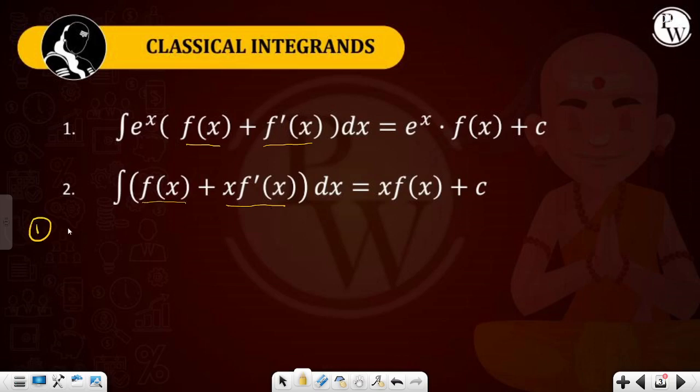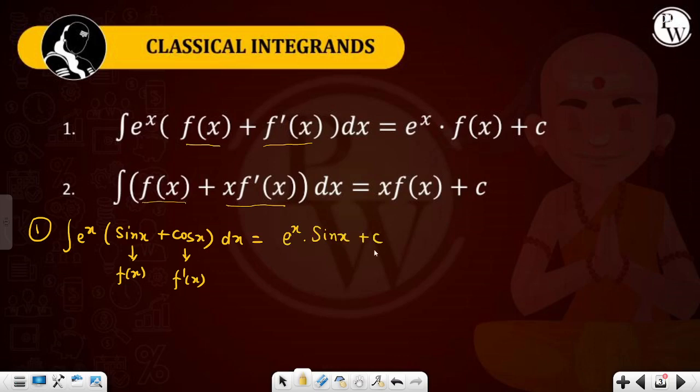So first, if I have given you this question, how to solve it? So what we will do, we have identified this as f of x and this as f dash x. So we have told you the formula that e to the power x into f of x plus f dash x, what will be its integration? E to the power x into f of x plus c. F of x is sin x plus constant of integration.